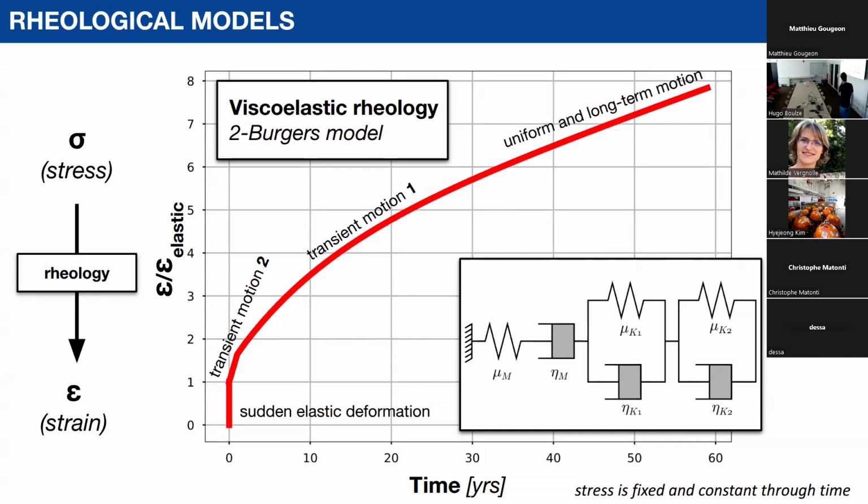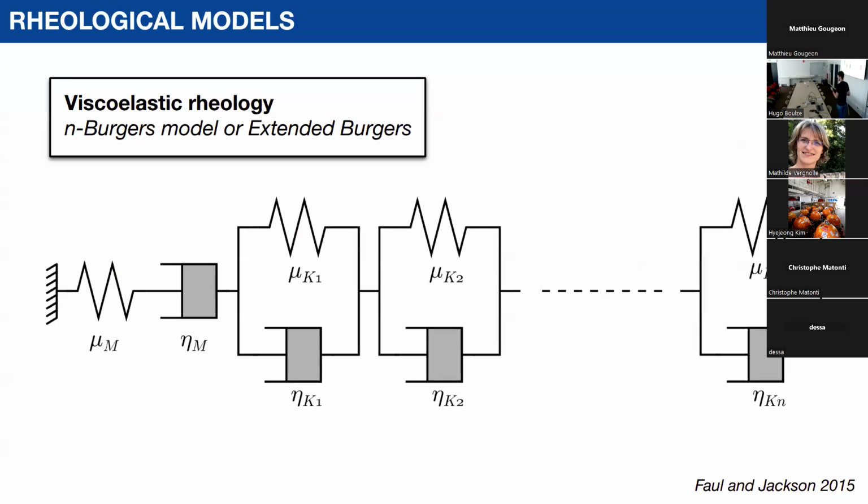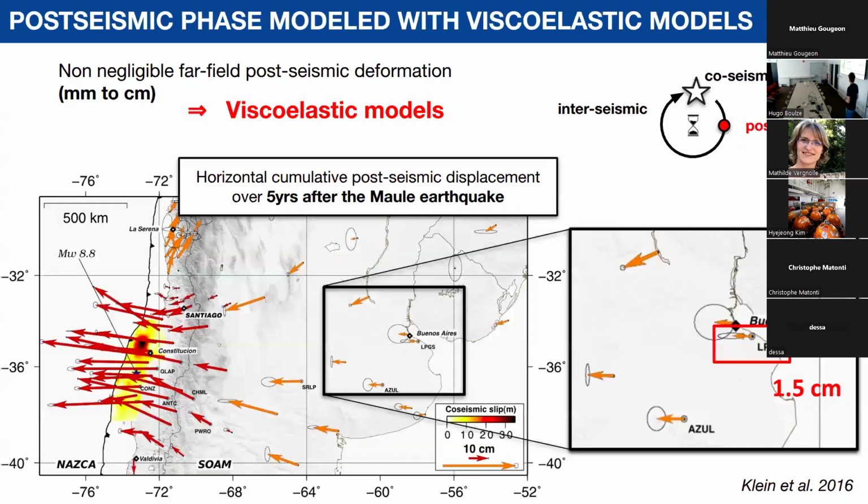So here is what we can call the two Burgers model, or extended Burgers, where you add another transient motion. So here we have two Kelvin-Voigt models, and we have two transient motions. And following the same rule, you can build more and more complex rheologies. So to model the post-seismic phase, the long-term motion, we use viscoelastic models.